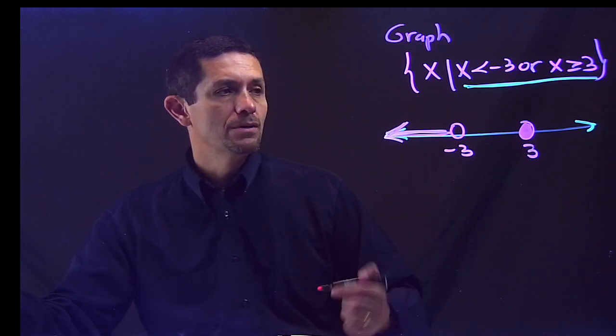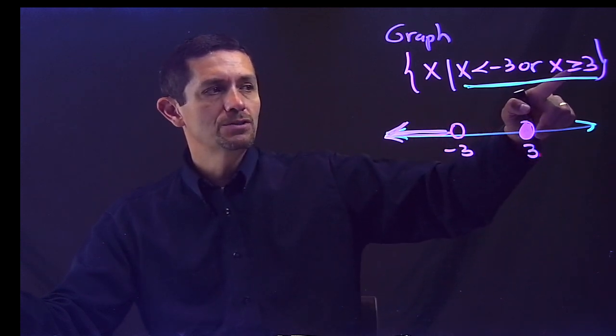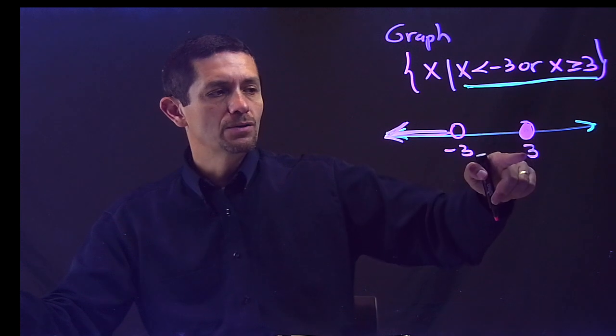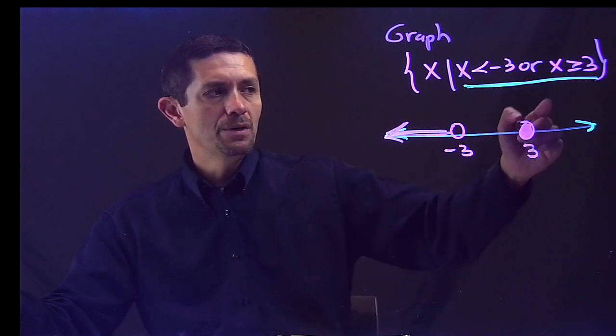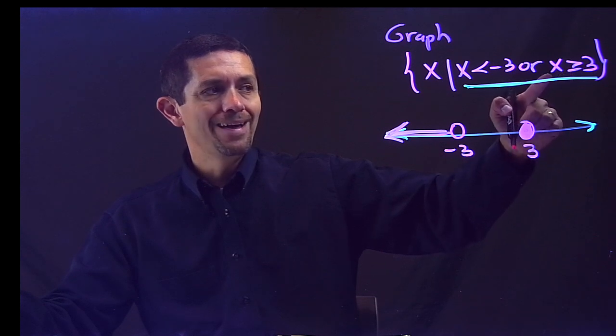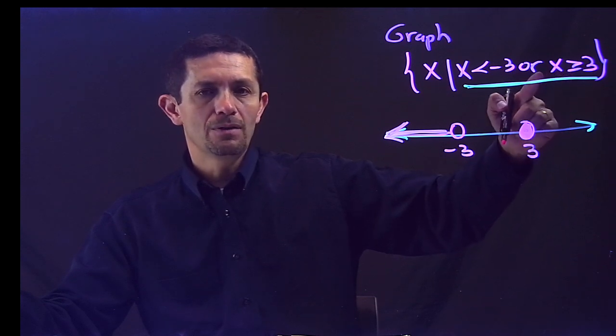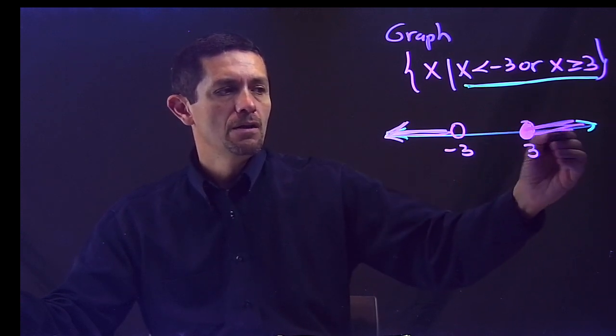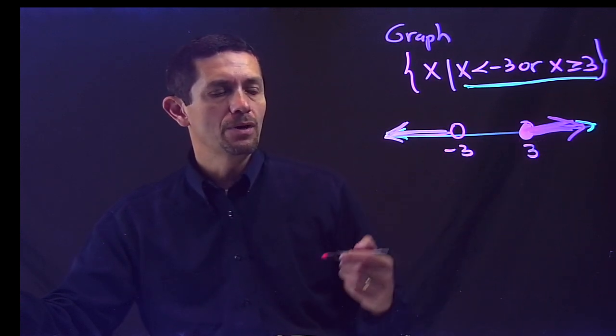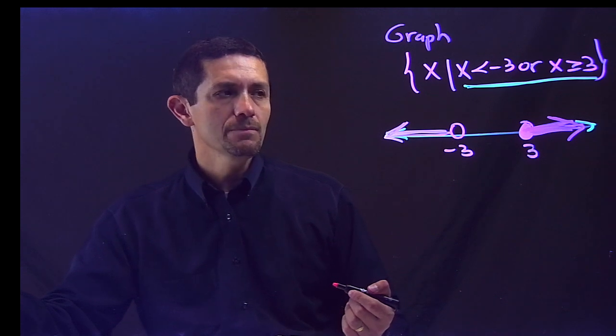So, I'm sorry, let's go back to the second one. x is greater than or equal to 3. I go to 3, circle, shaded inside because it has an equal sign. Now, x is greater than or equal to 3. Greater always goes to the right. Always goes to the right. And that's my answer.